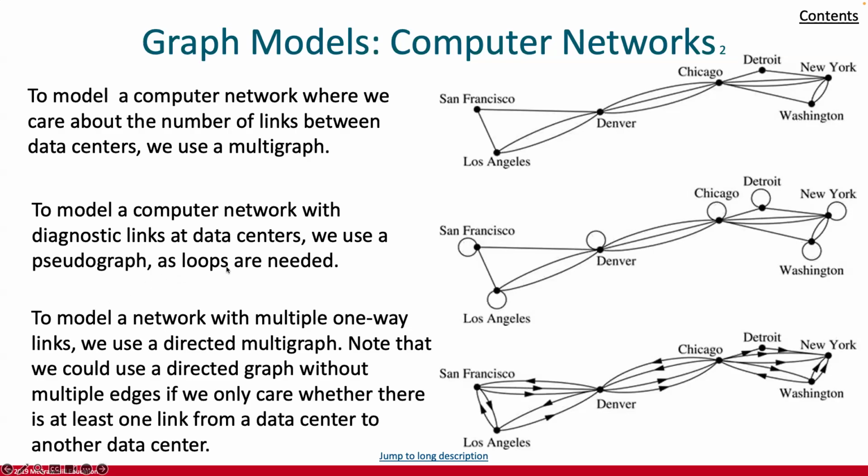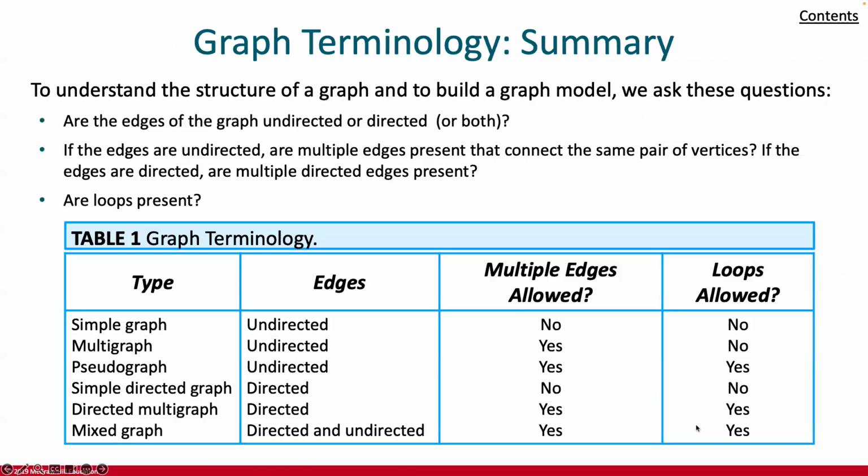To model a network with multiple one-way links, we use a directed multigraph. Note that we could use a directed graph without multiple edges if we only care whether there is at least one link from a data center to another data center. So you can see there are examples where sometimes there's more than one link, so you can have more communication flowing in one direction than another. And so that just gives another feature that's in that kind of graph.